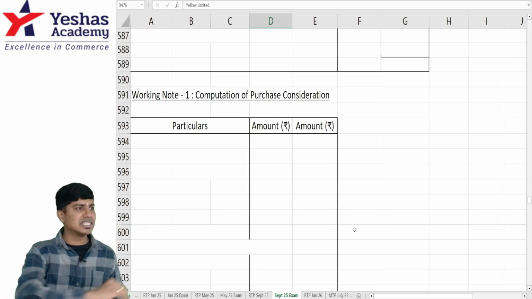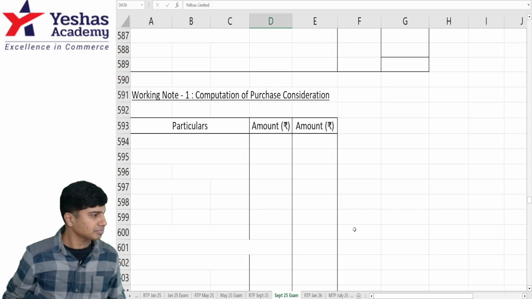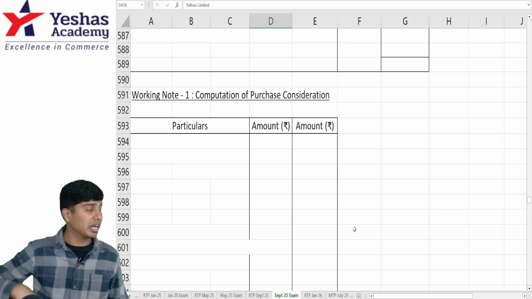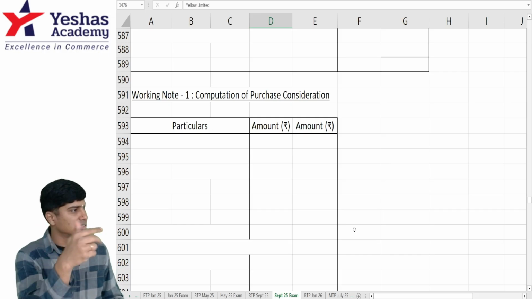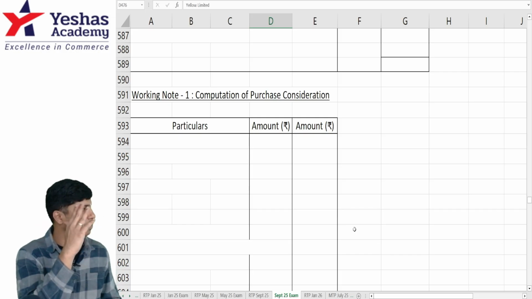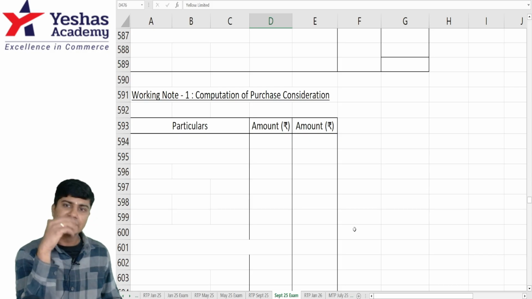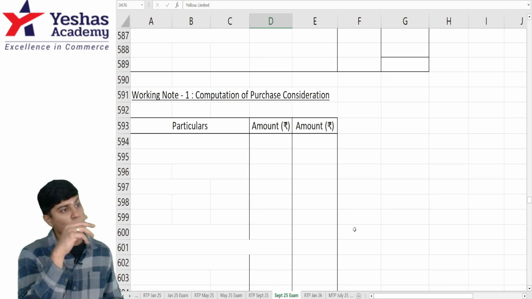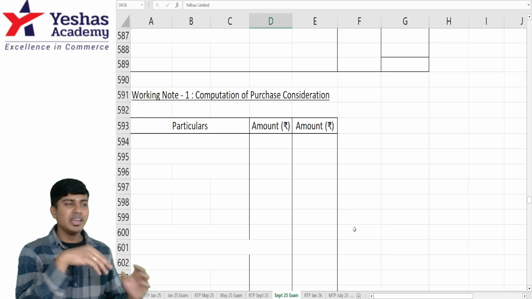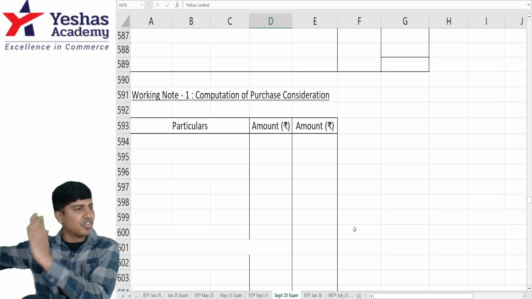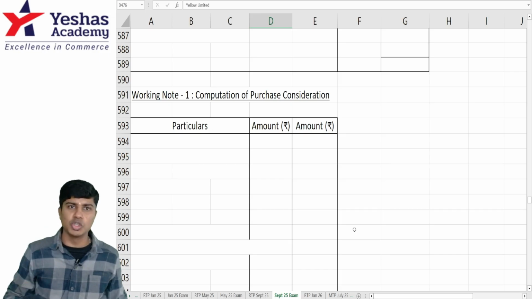First page of your answer script, balance sheet. Give space. Don't write the format. Second page and third page, you keep it for notes to accounts. Second page for notes to accounts of liabilities. Third page for notes to accounts of assets. Fourth page, PC computation. Anything else that you want to write, write from page 5 and onwards. This is how your strategy should be in the exam.